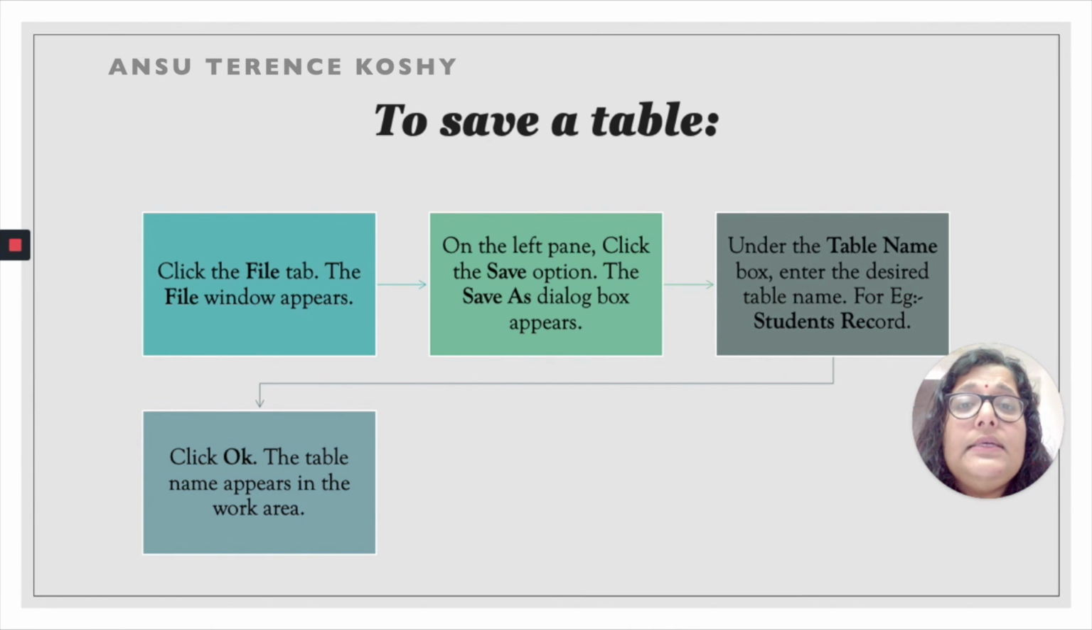To save a table, click the File tab. The File window appears. On the left pane, click the Save option. The Save As dialog box appears. Under the table name box, enter the desired table name, for example, student record. Click OK. It is very simple, like you save all the other things. In the File tab, look for the Save option. The Save As dialog box appears, and under the table name box, enter the desired table name that you want and click OK. The file will be saved.